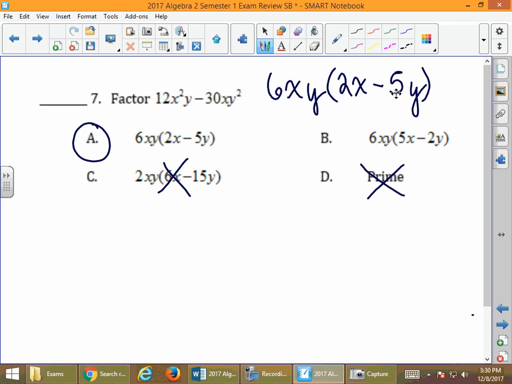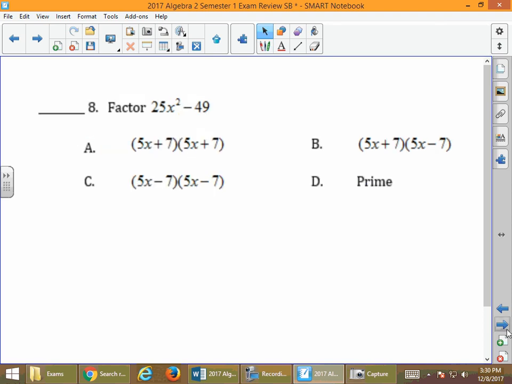As we flip our page, and we look at the last problem in our factoring review, 25x squared minus 49. Well, we've recently seen a problem, and in fact, if you think about it, number 2 we thought might be this problem, then number 5 actually was a difference between two squares, as this one is also.